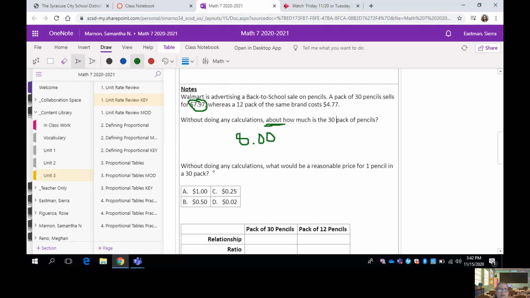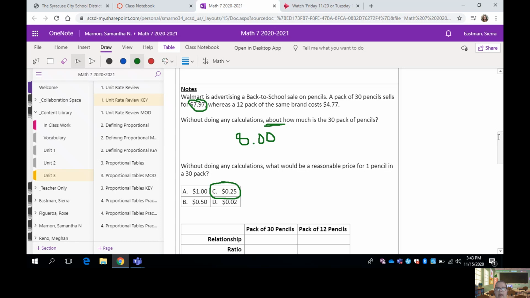Okay. And then we have another question here. Without doing any calculations, what would be a reasonable price for one pencil in the 30 pack? If it's $8 for 30 pencils, let's take an estimate here. How much do you think it's going to be for one pencil out of that pack? Okay, without any calculations, estimate here. I'm going to go ahead and circle C here. I think it's going to be about 25 cents.